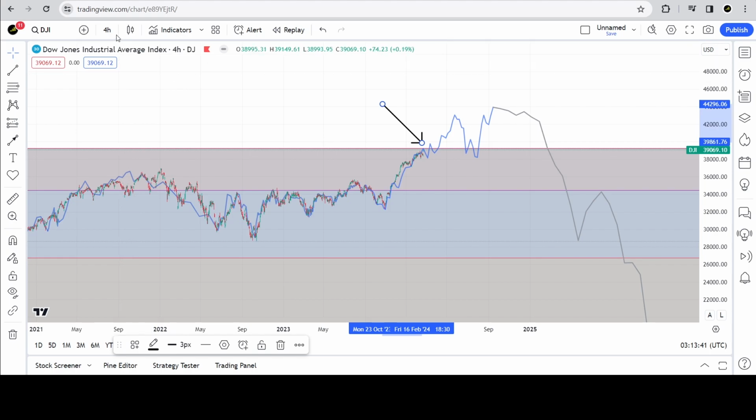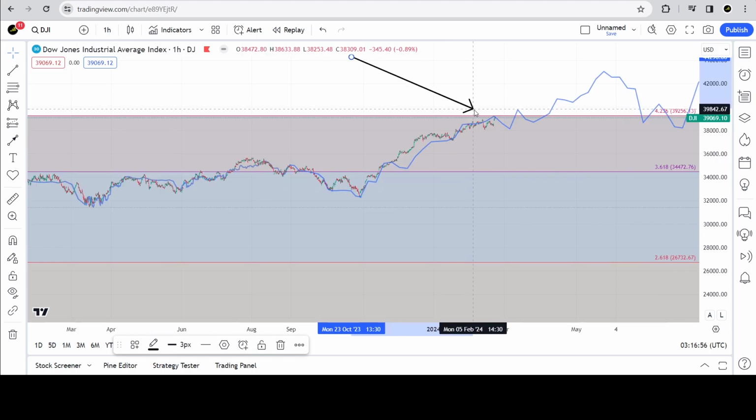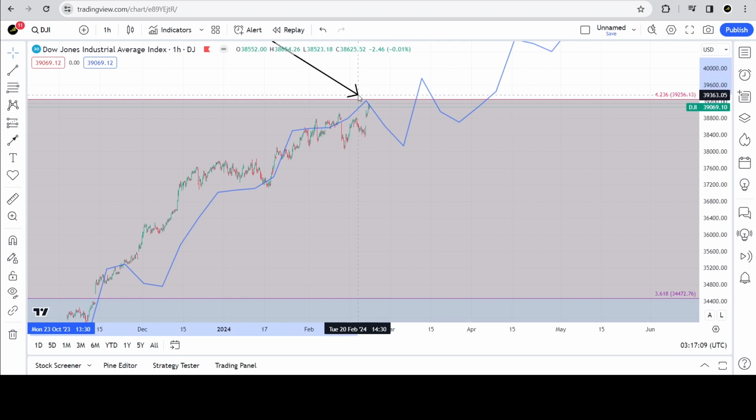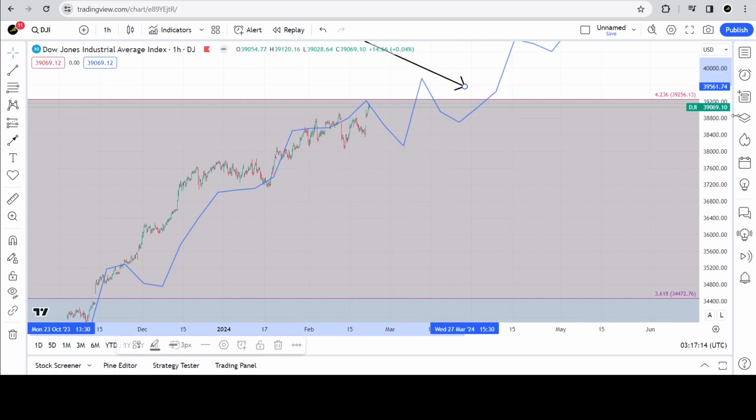Let's zoom in here a little more. Okay, so here we are zoomed in. Now, whether or not this touches the 4.236, I don't know. As you can see, it is mighty close. I believe this idea is going to play out.